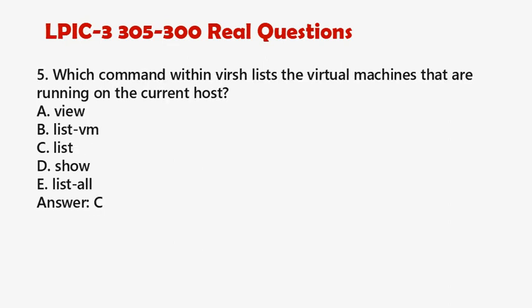5. Which command within virsh lists the virtual machines that are running on the current host? A. view. B. list-vm. C. list. D. show. E. list-all. Answer: C.